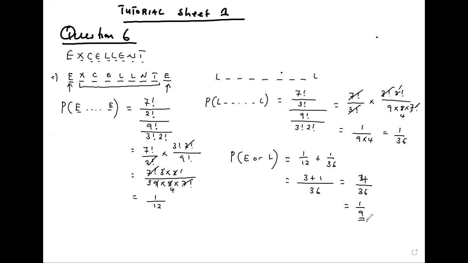Good. Next, we go to (b): find the probability that X, C, and N occur together in any order.